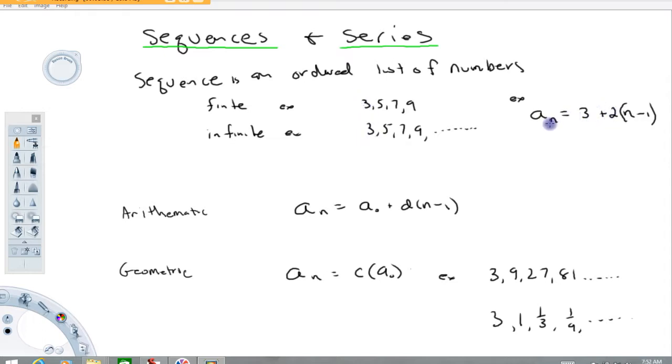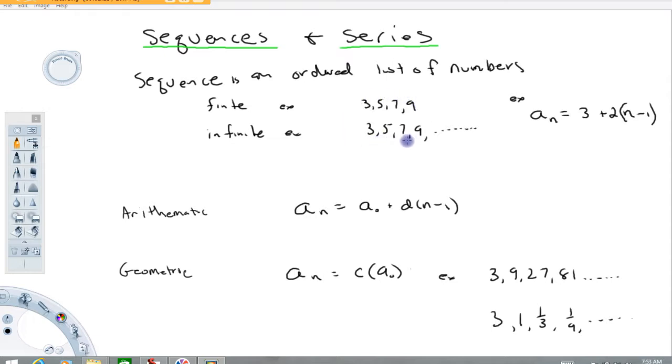And if I put in, say, 2, then a2 would be 3 plus 2 times n minus 1, which is going to give us this one, the 5. And then a3 we would get by putting a 3 here. And 3 plus 2 times, let's see, which one was I doing here? 3. That'd be a 2 times 2, which is 4, and that would give us a 7, right? And so forth. So you'll notice that I have a formula here that will tell me the value of any number in the sequence.